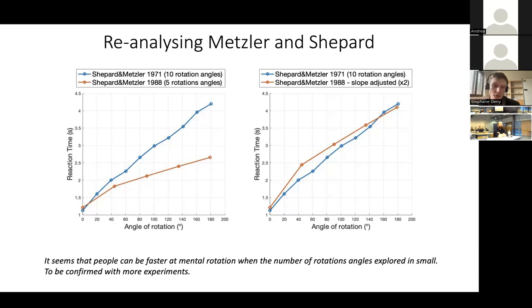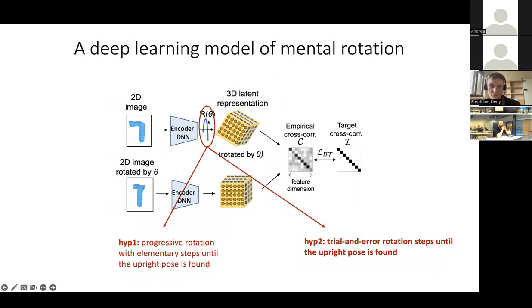So if this is confirmed, it would suggest that people can be faster at mental rotation when the number of rotation angles explored is small. We're working to confirm that with more experiments at the moment. But if that turns out to be correct, it would suggest that this mental rotation phenomenon happening in the brain is much more than just a progressive rotation with elementary steps. It's more in line with hypothesis two, that there is some kind of clever heuristic that decides which angles of rotation are explored at any given time.